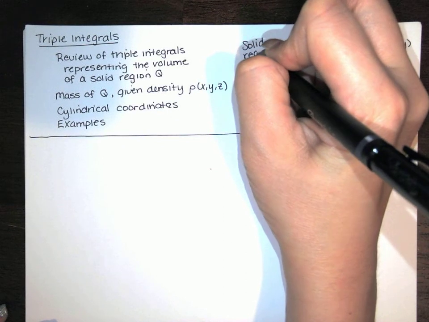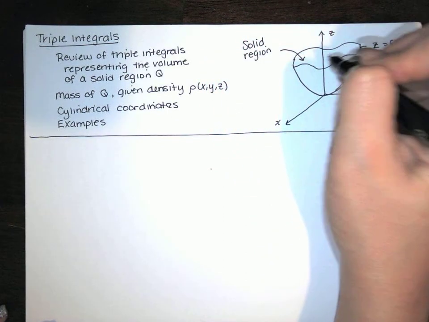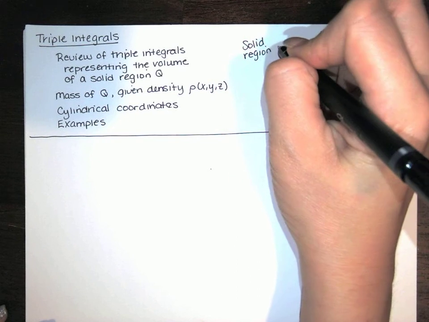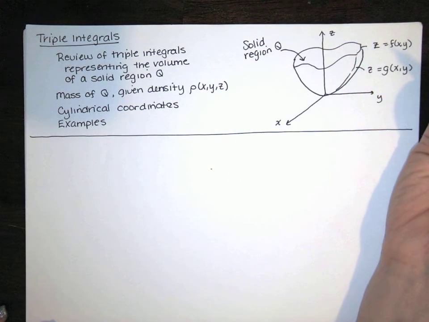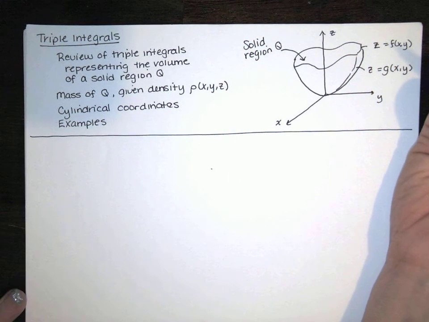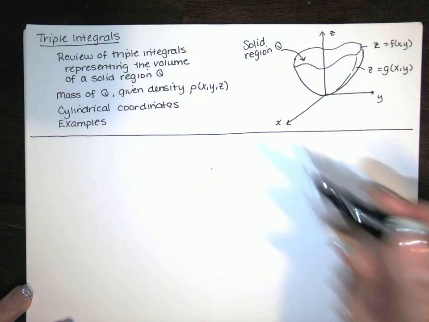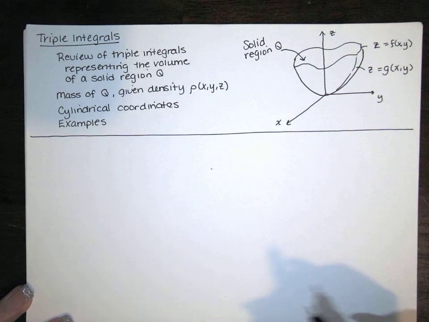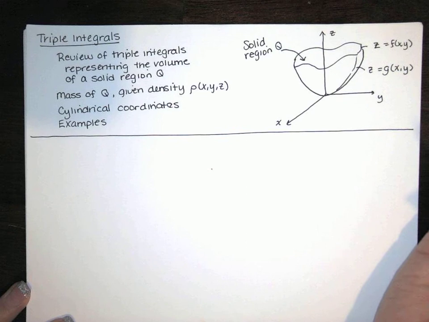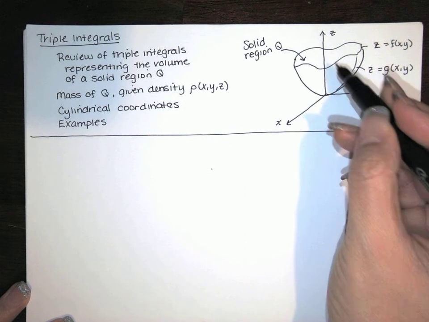So it's not the boundary. It's not this surface joined with this surface. It's that whole solid. If we want to find the volume of Q, we generally do two things. We think of z as going from a top function to a bottom function, or from a bottom function to a top function.